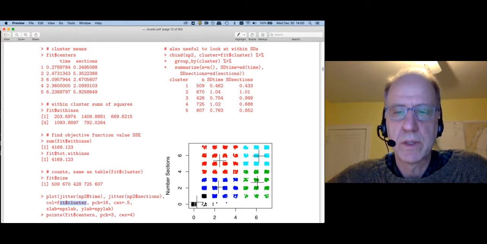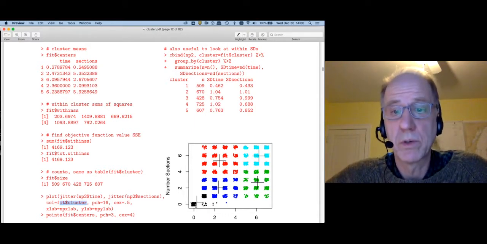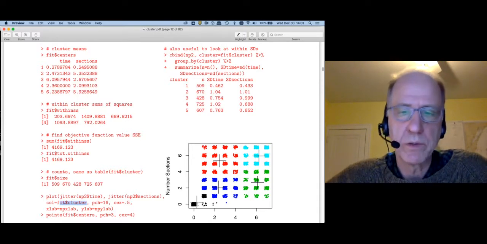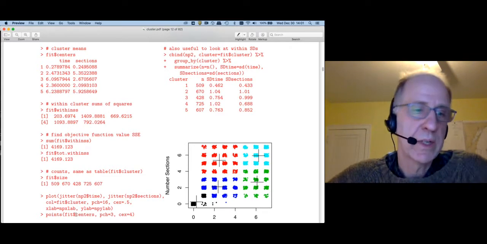The reason this centroid is much closer to 0, 0 is there's a lot more 0, 0s than there are 1, 1s. So when I average all those cases, the mean drifts towards 0, 0. By the way, I use the points command to add the cluster centers.